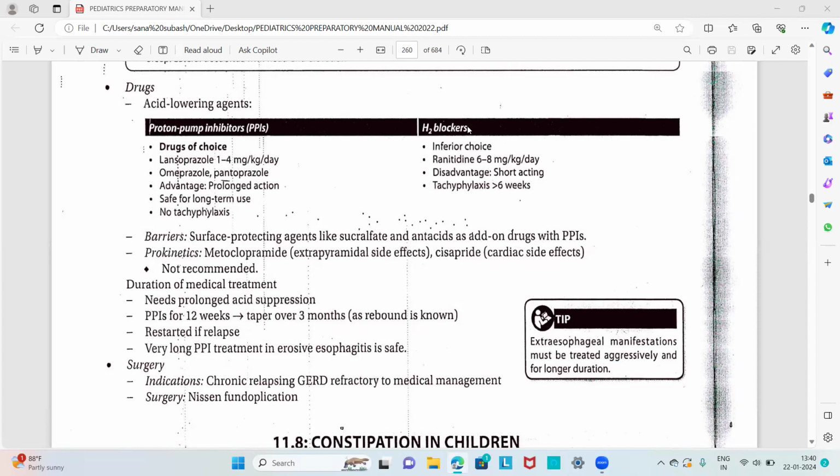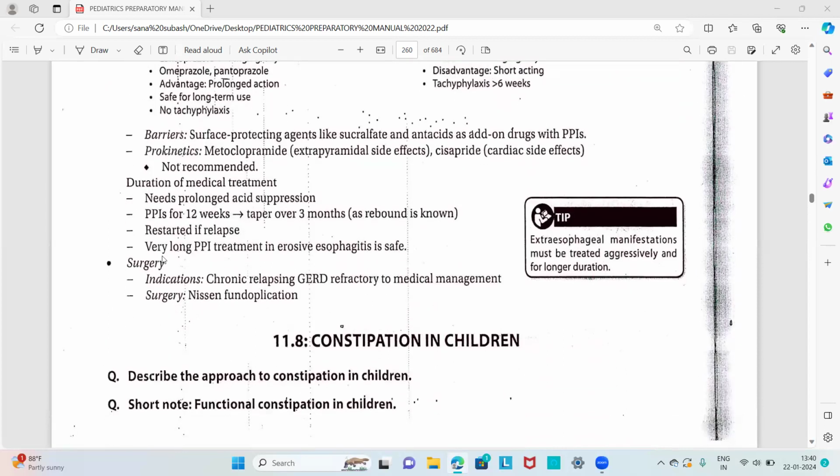Then the H2 blockers are an inferior choice compared to proton pump inhibitors, and we usually use ranitidine 6 to 8 milligram per kilogram per day. It is short acting, which is a disadvantage, and there will be tachyphylaxis if H2 blockers are used for greater than 6 weeks.